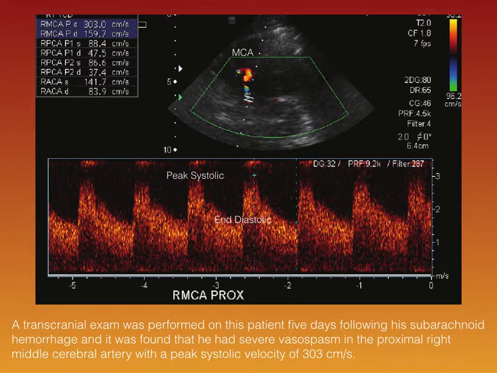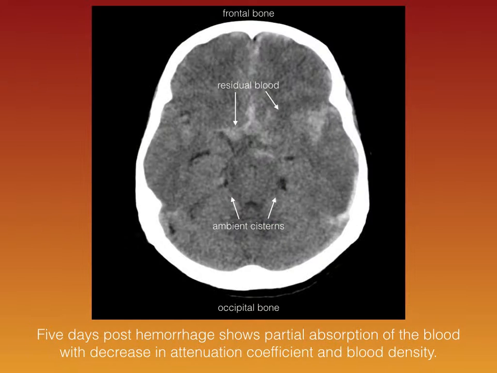So this patient had this exam performed 5 days following his subarachnoid hemorrhage, and it found that he had severe vasospasm in the proximal right middle cerebral artery with a peak systolic velocity of 303 centimeters per second. This CT was also done 5 days post-hemorrhage, and it shows partial absorption of the blood with decrease in attenuation coefficient and blood density.